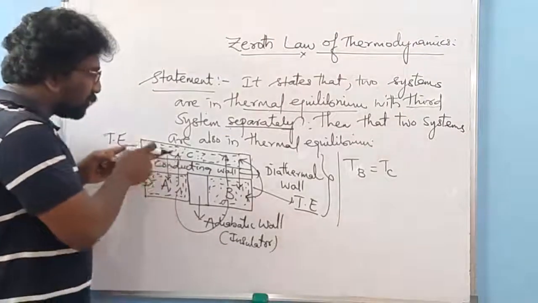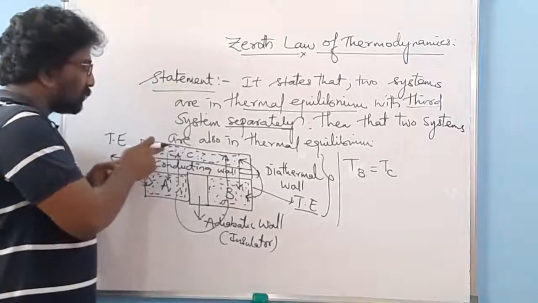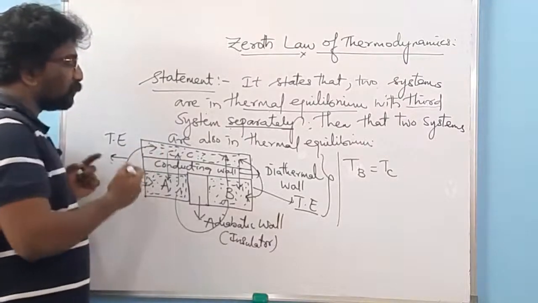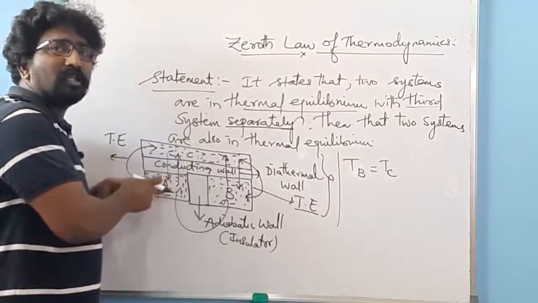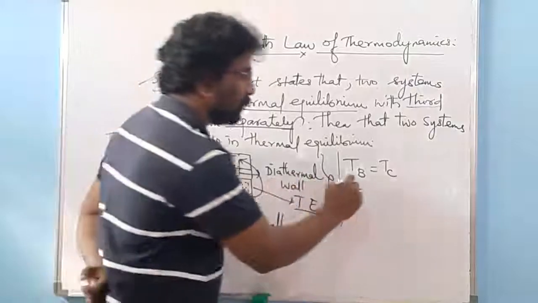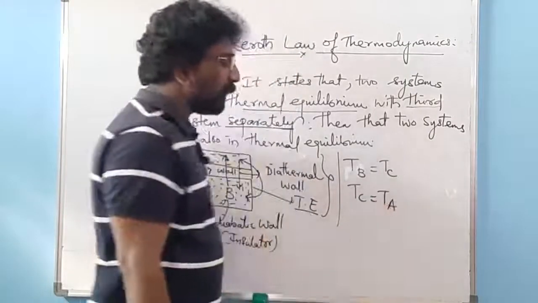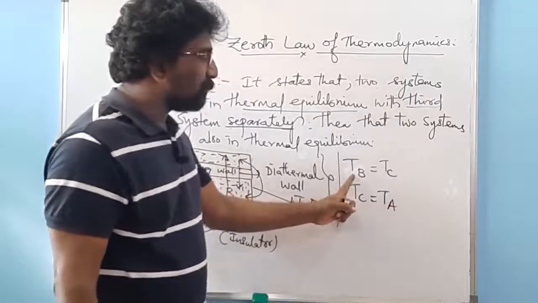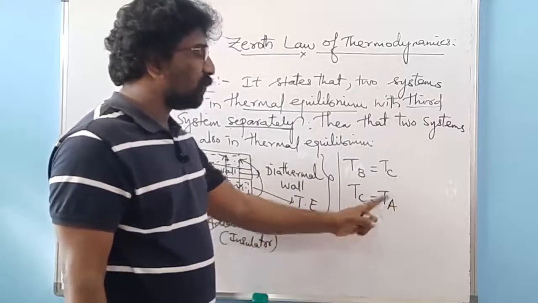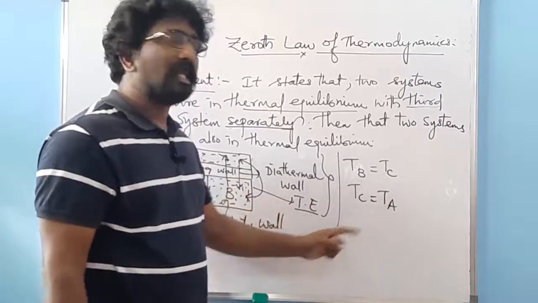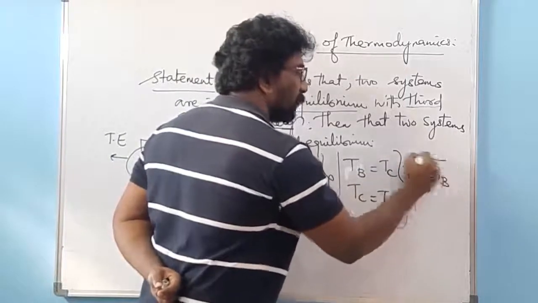Now, system A and system C are also in thermodynamic equilibrium. Taking the example with respect to temperature, the temperature of system C will be the same as the temperature of system A. So if the temperature of system B is equal to the temperature of system C, and the temperature of system C is equal to the temperature of system A, we can say that automatically the temperature of system A is equal to the temperature of system B.